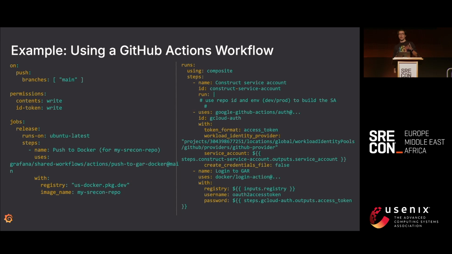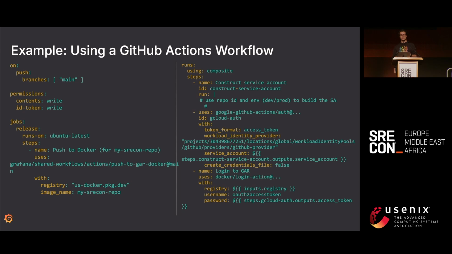So, okay, we have the service accounts, we have the GAR repo set. How can we actually use them? On the left, you can see a workflow which is responsible for pushing to GAR. One needs to specify the registry, the image name, or provide Docker build arguments or whatever. On the right-hand side, you can see how the action handles the login to GAR part, the authentication part.